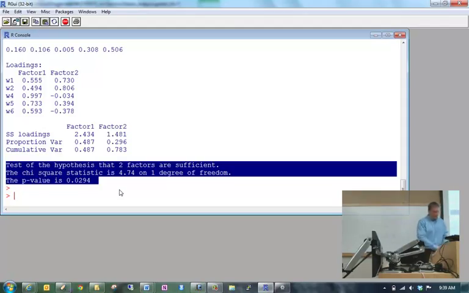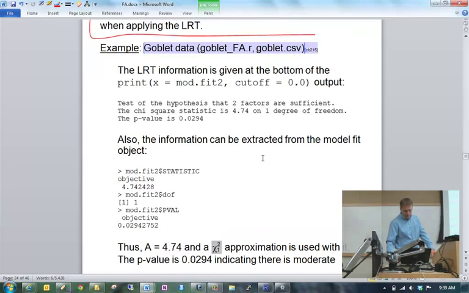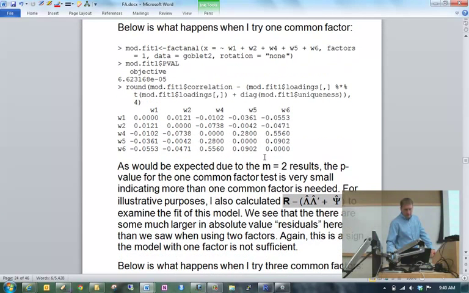Okay, well, let's look at what happens if we use a different number of common factors. Let's look at what happens if we use just one common factor. Given that p-value we just saw with two common factors, you probably would expect that one's not going to be any better. In fact, you probably think that one's going to give you a lower p-value. Let's look at what happens. I'm going to estimate my model with one common factor and put the results into mod.fit1. Notice the factors argument. I put equal 1 there.